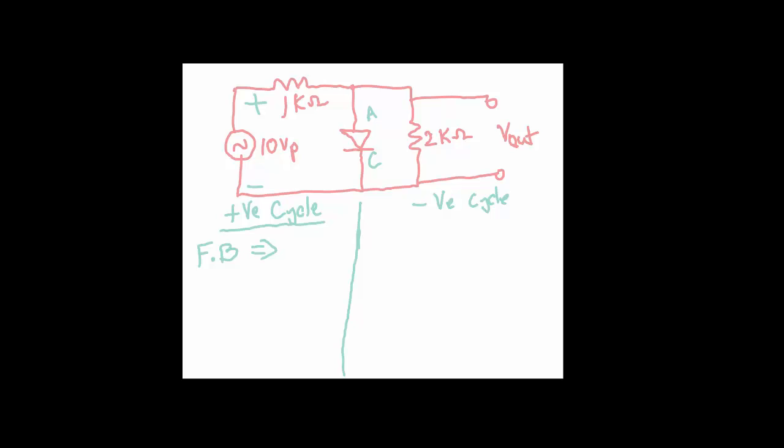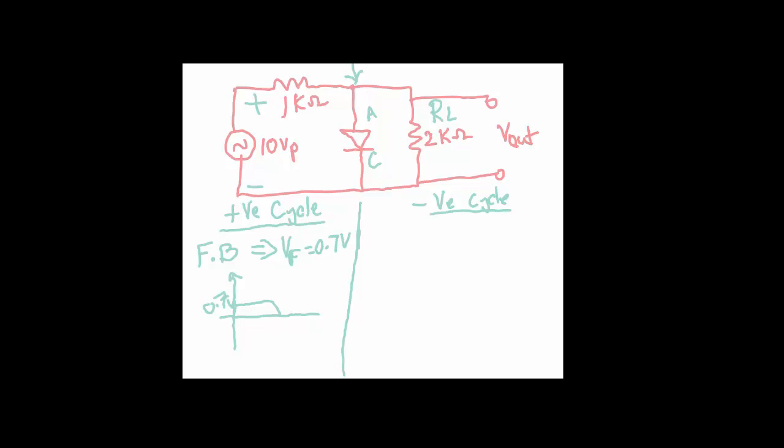Because this leg has only one single diode which is parallel to the load resistance, whatever the voltage across the diode is, the same voltage will appear across the load. So during the positive half cycle, the diode will be forward biased, which consists of a forward voltage drop of 0.7 volts. So during the positive half cycle, all I'm going to see is 0.7 volts.